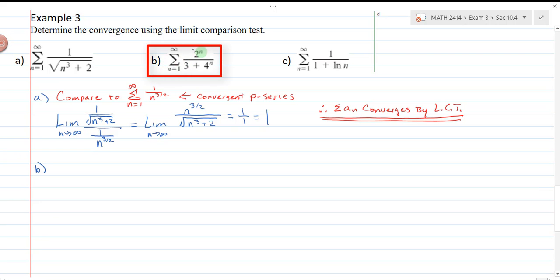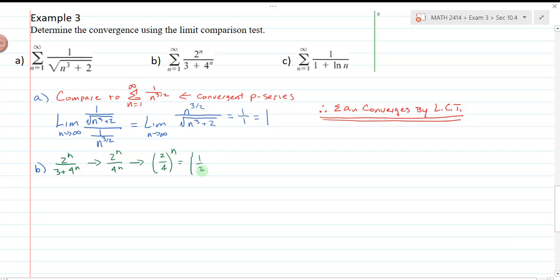On part B, we have this series. And we start by deciding what it is we want to compare it to. Our series right now is 2 to the n over 3 plus 4 to the n. If we strip away the constants, that's going to give us 2 to the n over 4 to the n. How can I rewrite that? Using the distributive property of exponents, we would say that that's equal to 2 over 4 to the n, which is 1/2 to the n.